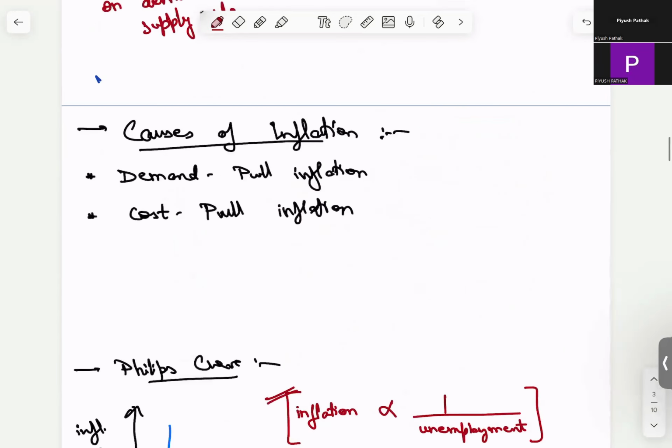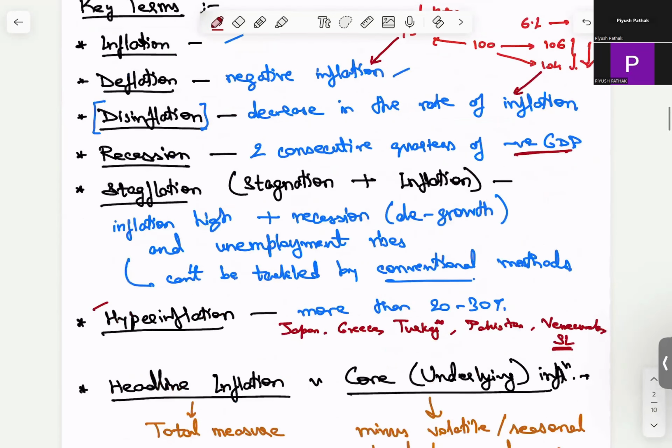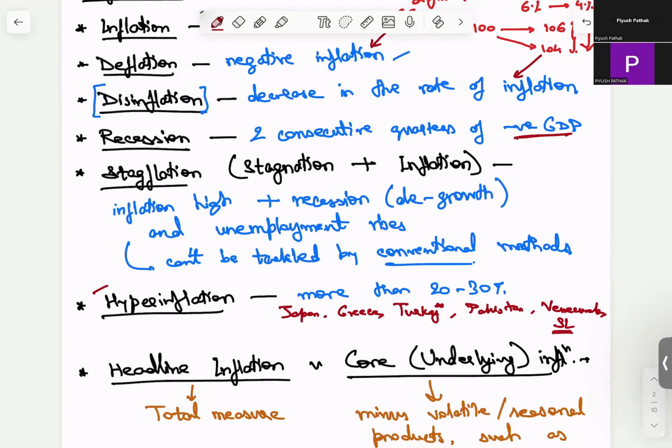But there is a special case of inflation, which is known as stagflation. It is made up of two different words, stagnation and inflation. This usually happens when there is high inflation, and along with it there is a recession. We discussed what a recession is. It is also known as degrowth. It is two consecutive quarters of negative GDP. Now, how does this happen?